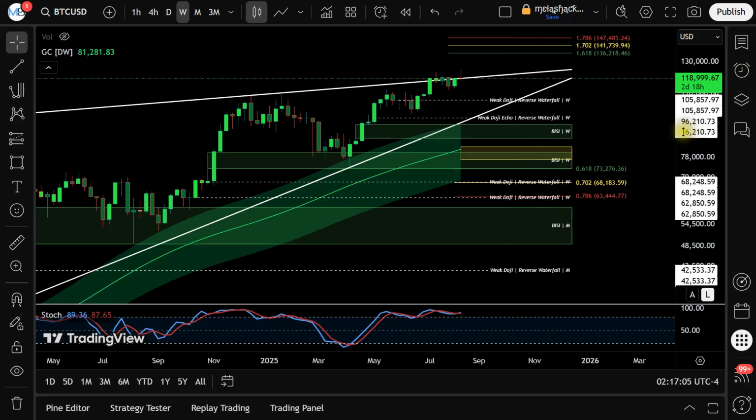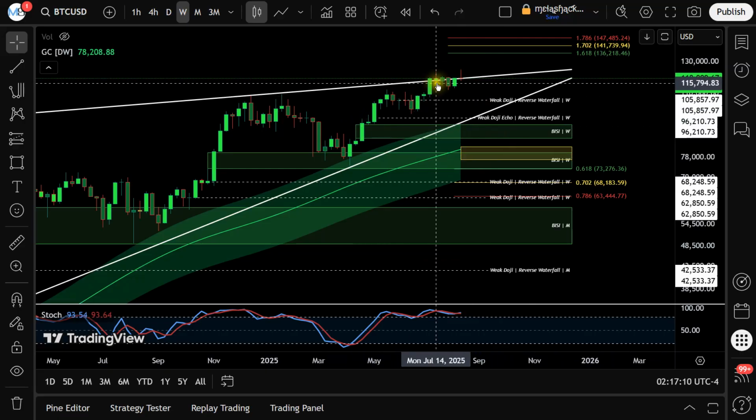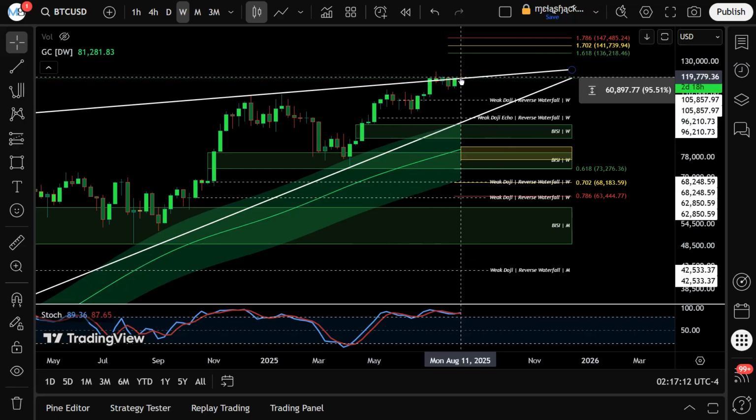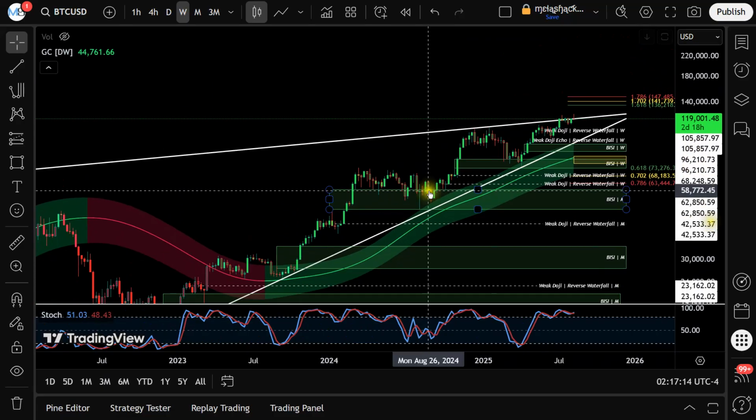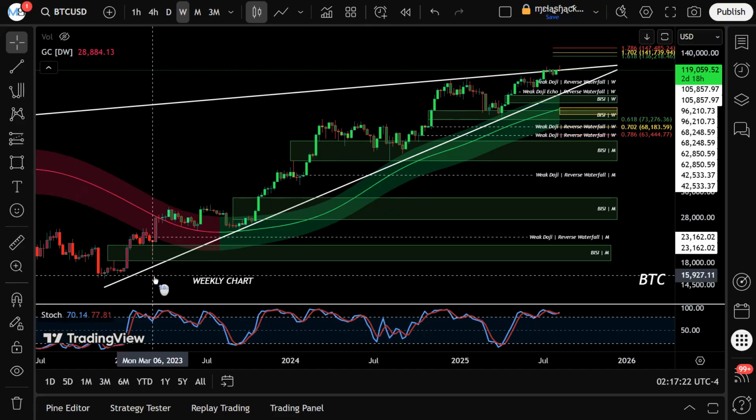We also have a weak doji echo reverse waterfall on the weekly right here, which is sitting at 96,210. So if we do see price collapse from this point, and looking at this chart, it's overdue for a major pullback. Price has basically been going straight up since it was down here at about 16,000. This can't continue forever.